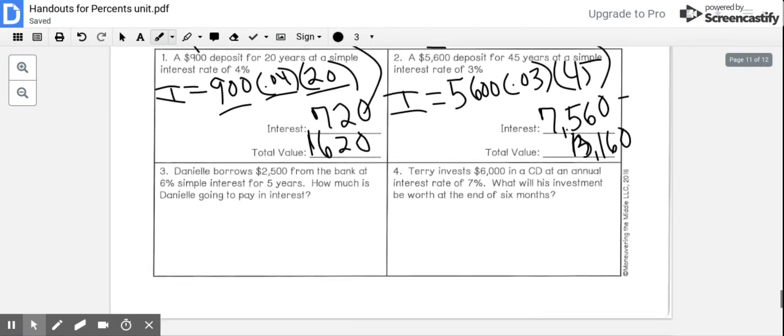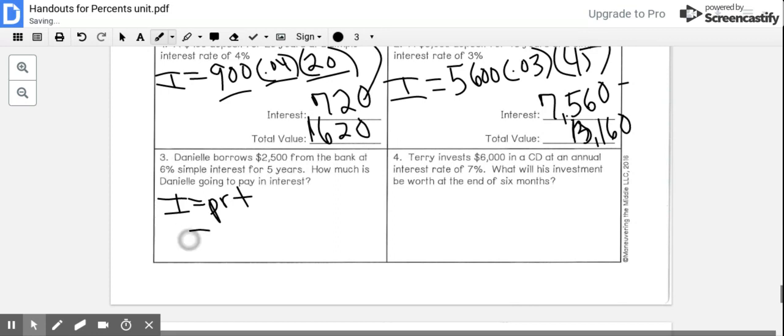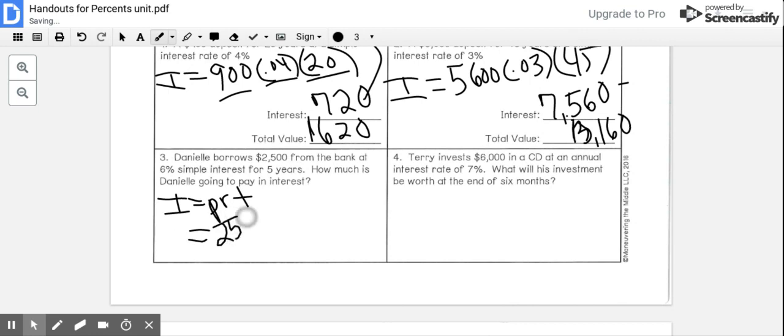Okay, let's try the next one. Sometimes they're worded differently, so you have to watch that formula. So we have interest equals PRT. Don't forget this. It says she borrows $2,500 from the bank. So now we're borrowing money, so the principal is the money that we borrow. So $2,500. The rate is 6%, so that would be 0.06. And the time is 5. The question asks, how much is she going to pay in interest? So she is going to pay $750.